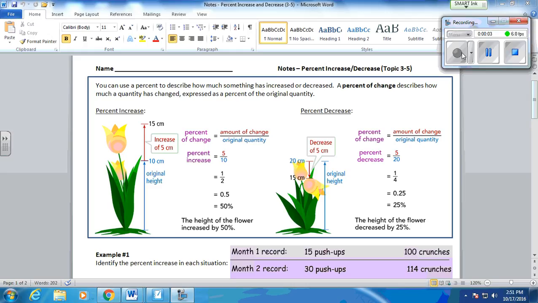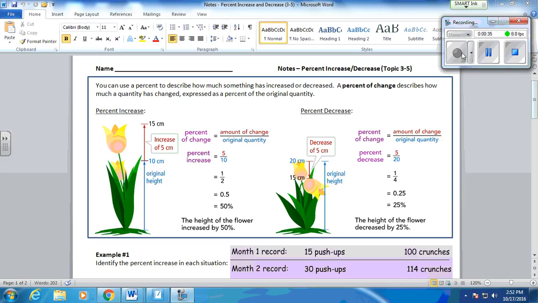Today we're going to be talking about percent increase decrease, which is topic 3-5. We're going to be continuing to talk about percents, obviously. It's going to be a little bit different, though, than using the y equals mx or part equals percent times whole. If we just go ahead and read what's inside the box here, it says that you can use a percent to describe how much something has increased or decreased. A percent of change describes how much a quantity has changed, expressed as a percent of the original quantity.